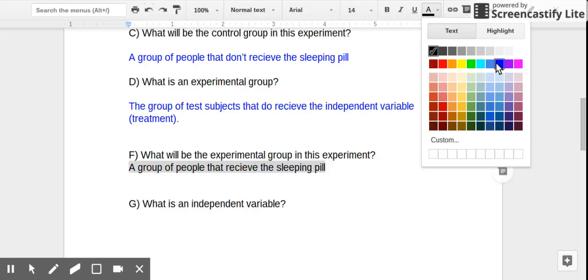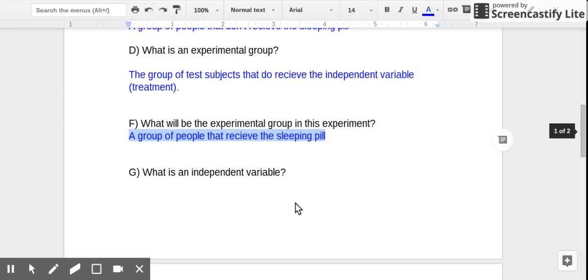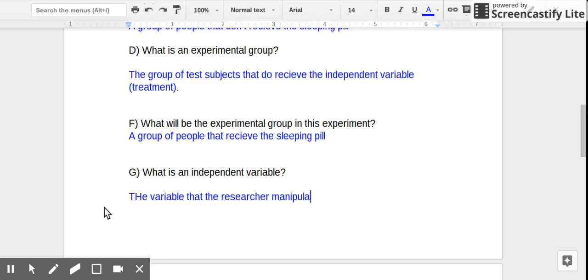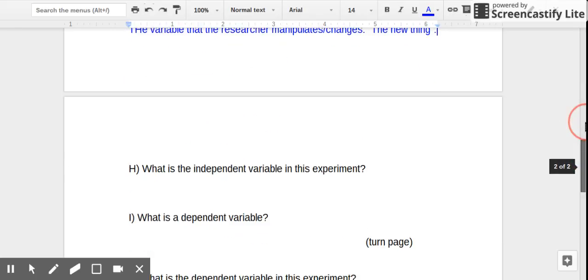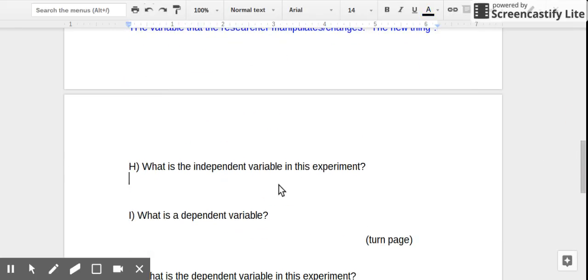Change that to blue. So what is an independent variable? Well, we kind of already answered that one. It is the variable in the experiment that the researcher manipulates or changes. So you could also call it the new thing in the experiment. And what will it be in this experiment? It's going to be the new sleeping pill.